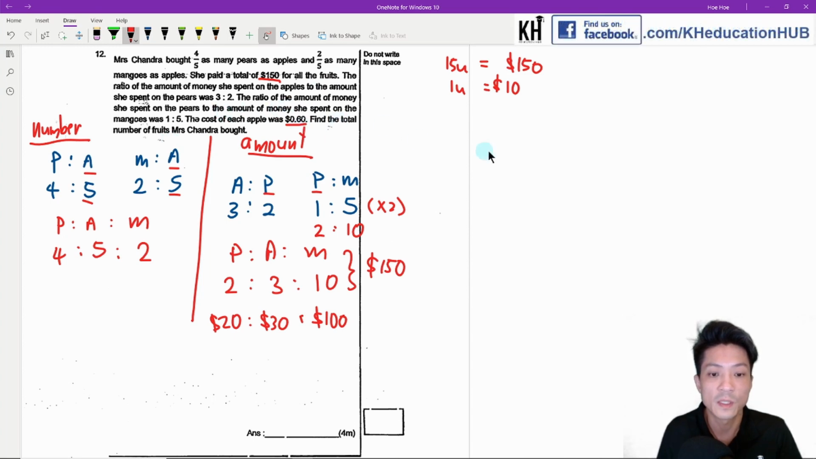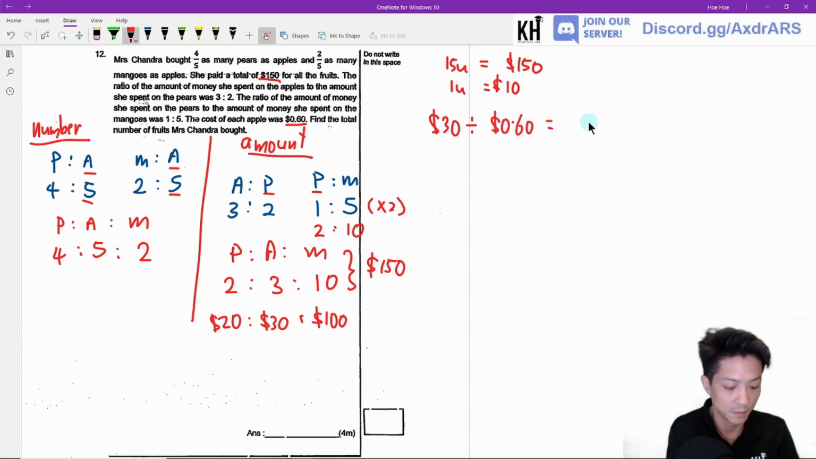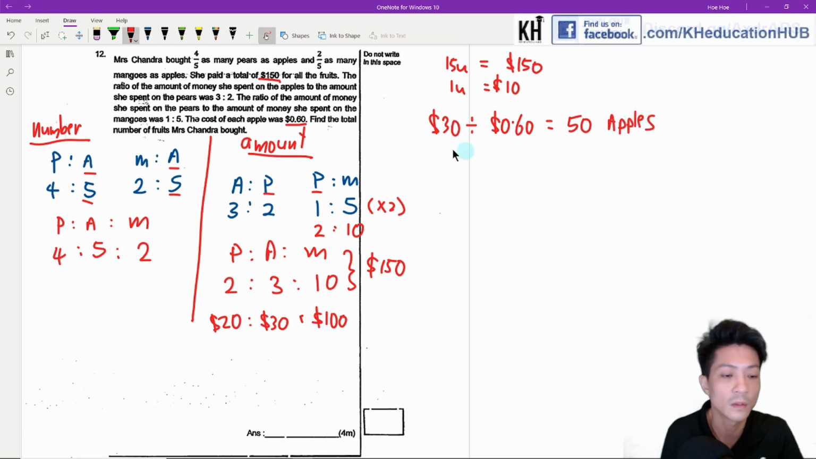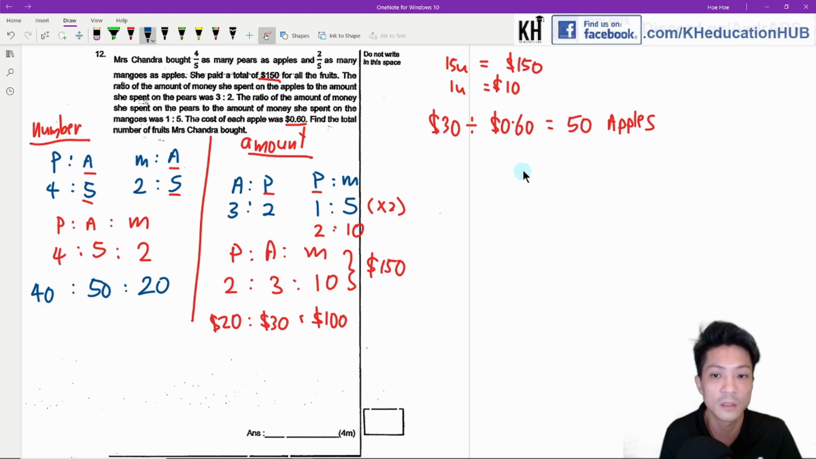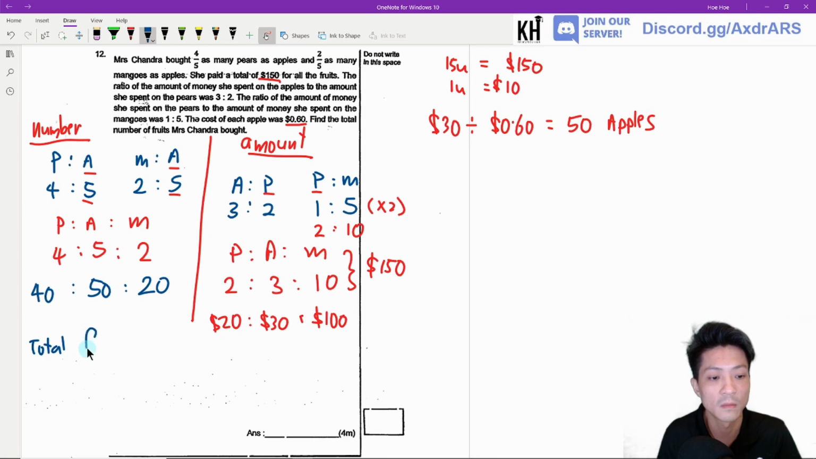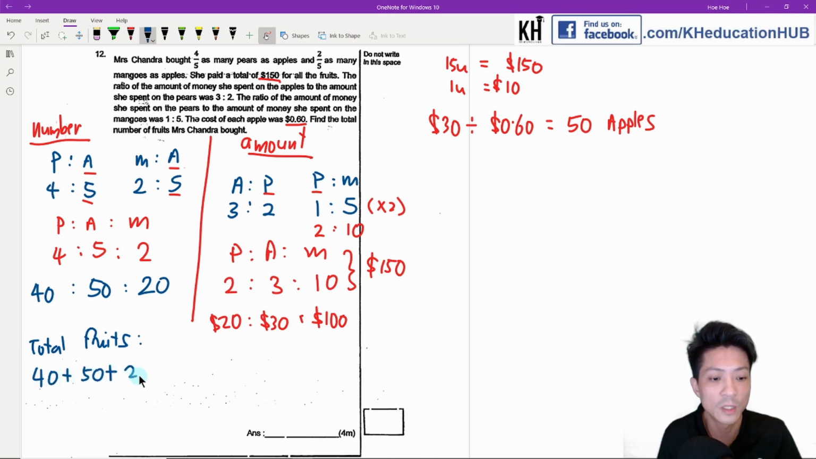So since the cost of each apple is 60 cents, the next step would be to use $30 divided by 60 cents. Okay, that is gonna give me 50 apples. Okay, now if you go into the ratio of the number of items, I know that there are 50 apples. Okay, which means that there's 40 pears and there's gonna be 20 mangoes, okay, because we just add a zero behind. Now the question is asking us to find the total number of fruits Mrs. Chandra bought. Okay, the total number of fruits will be 40 plus 50 plus 20, which is 110.